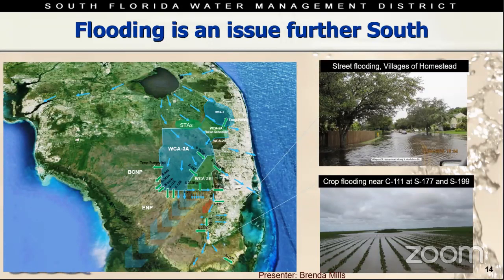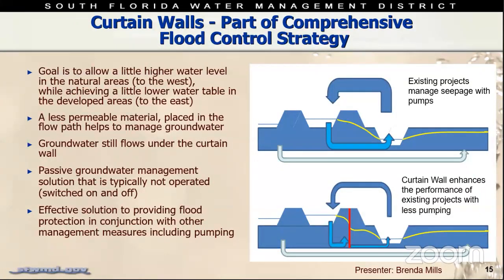So now's the time, next slide, to, as we've been saying, start looking at curtain walls. It can be part of a comprehensive flood control strategy. Simply put, it allows you to have a little bit higher water levels in the natural areas while achieving a little bit lower water levels in the developed areas to the east. And placing less permeable material in the flow path helps to manage groundwater, represented by that red bar in the lower graphic.